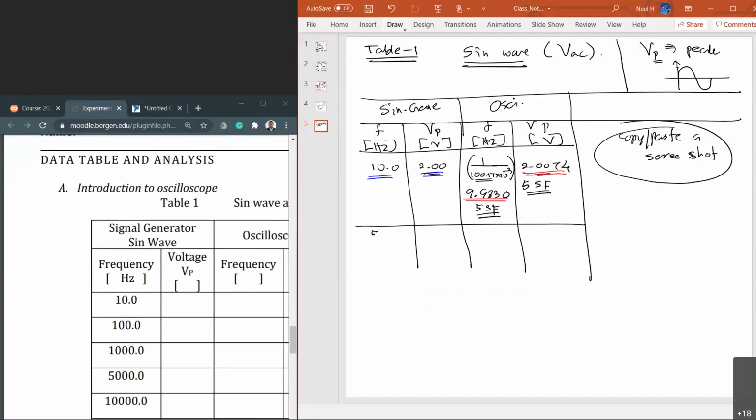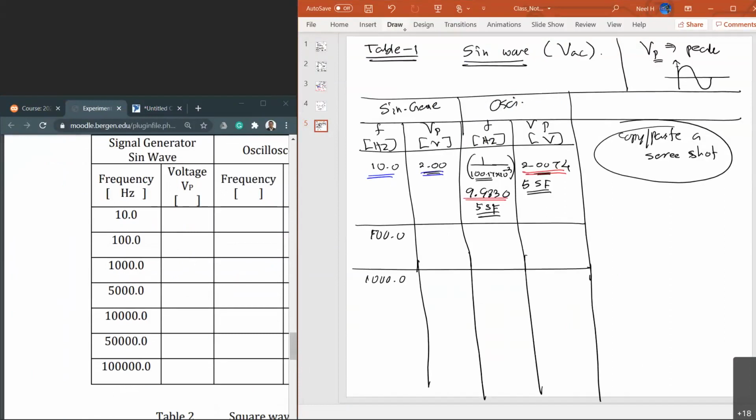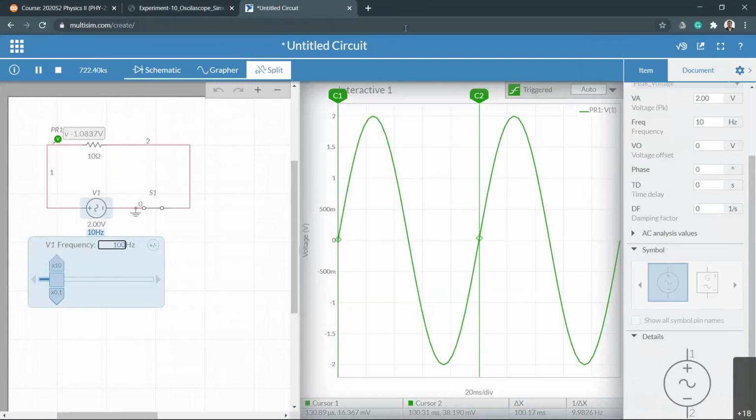Let's do next 100.0, and then next 1,000.0, and then so on. Okay. And then 5,000 and 10,000 and then 50,000 and 100,000. Okay, let's do 100. To do 100, what you need is to change this frequency. Click on there, just type 100, hit enter.